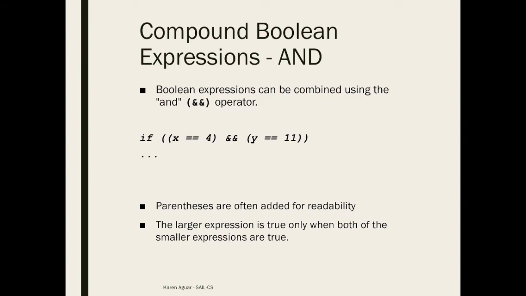Boolean expressions can be combined to create a compound Boolean expression. In this example, we're going to combine them using the AND operator. Notice that the AND is just two ampersands together. So we have this example, if x == 4 && y == 11. This expression is true only when both of the smaller expressions are true, meaning that x == 4 would have to evaluate to true, and y == 11 would have to evaluate to true in order for this entire Boolean expression to evaluate to true. Note that these parentheses here are often added for readability, but I could leave out this inner set of parentheses and it would work just fine.